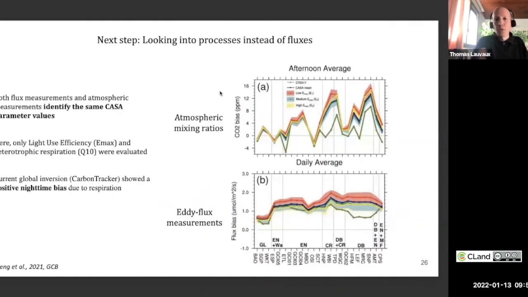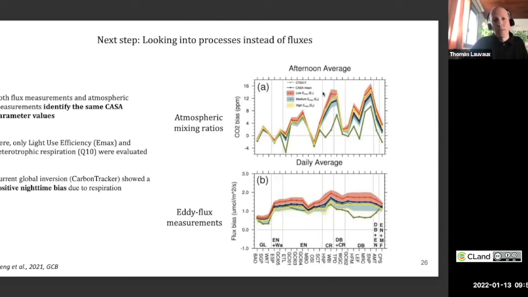Okay, and what happened is we took that CASA model with all these different runs and we put them in our transport model. And we looked at the mixing ratios. And so for each kind of configuration, we can see how far we are from the data. When you do that, it means you can now see for different values of different parameters, which one seems to fit best and which one seems to fit worse. So now we have ranked them depending on their scores.